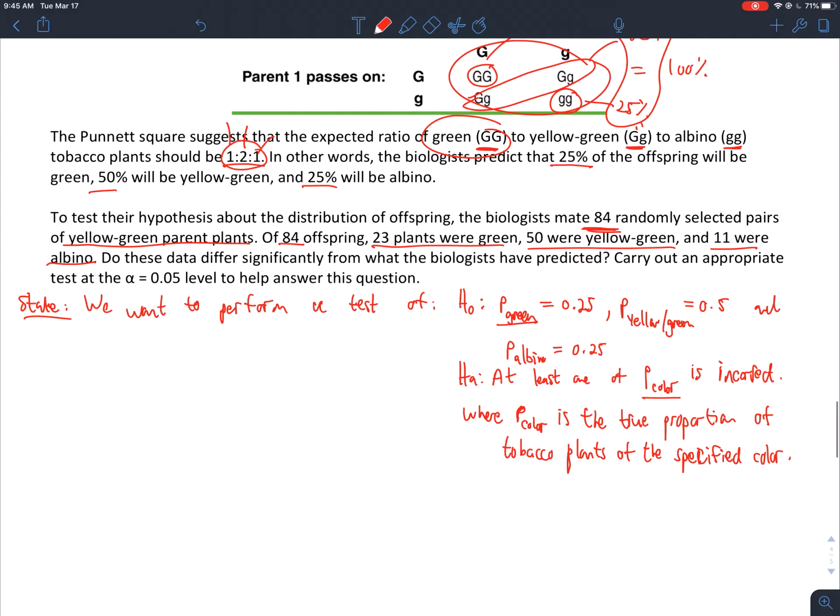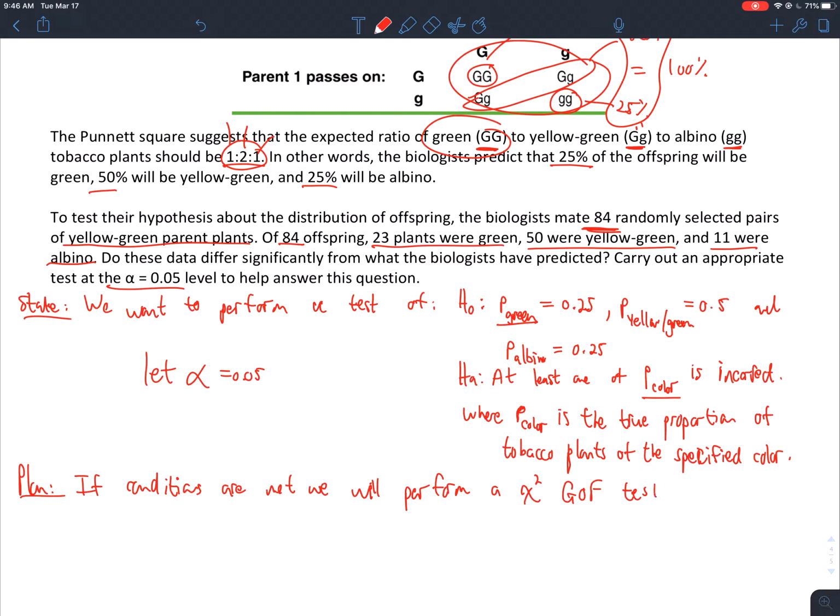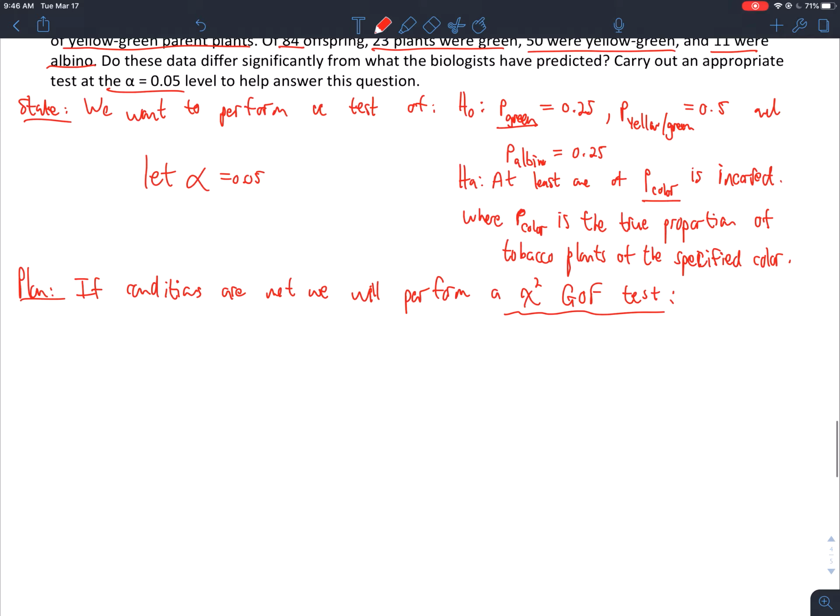And then we can say here, let alpha be 0.05. Even though they gave that to us, you should always state it in the beginning so you're not a cheater. Okay, and then we do plan: if conditions are met, we will perform a chi-square goodness of fit test. So there is my procedure name, and then we do the conditions.